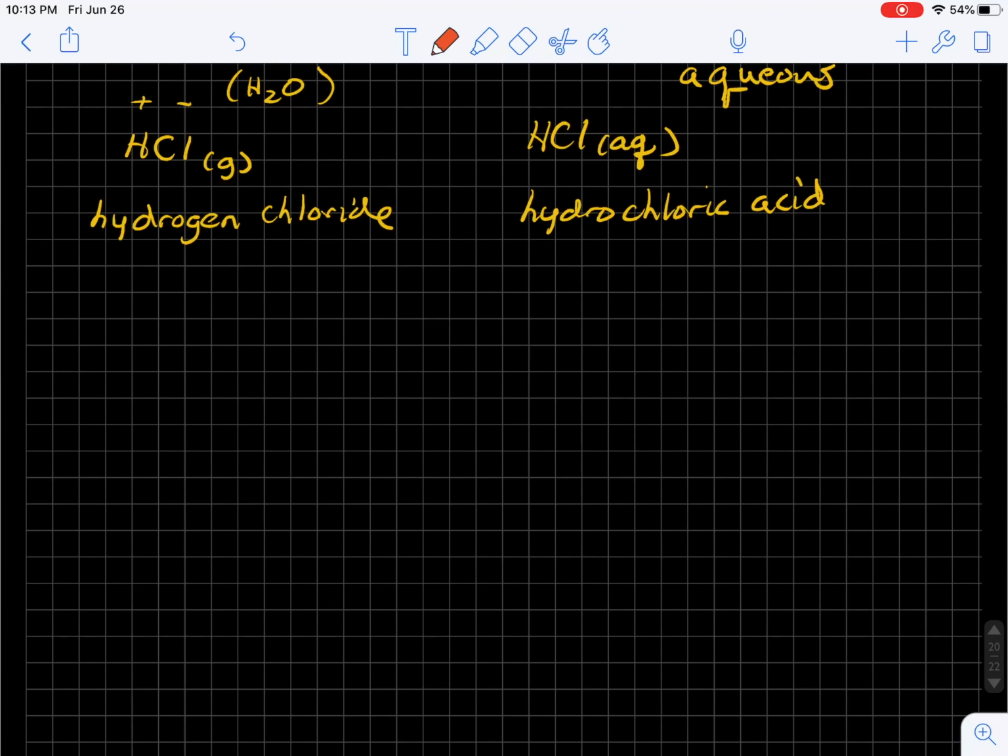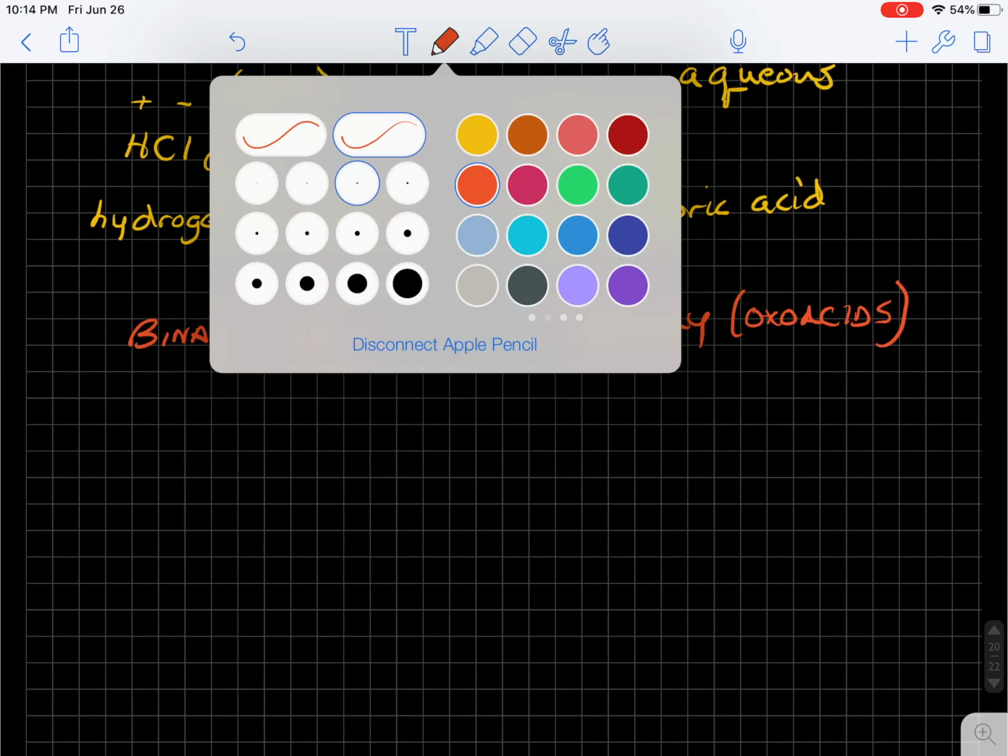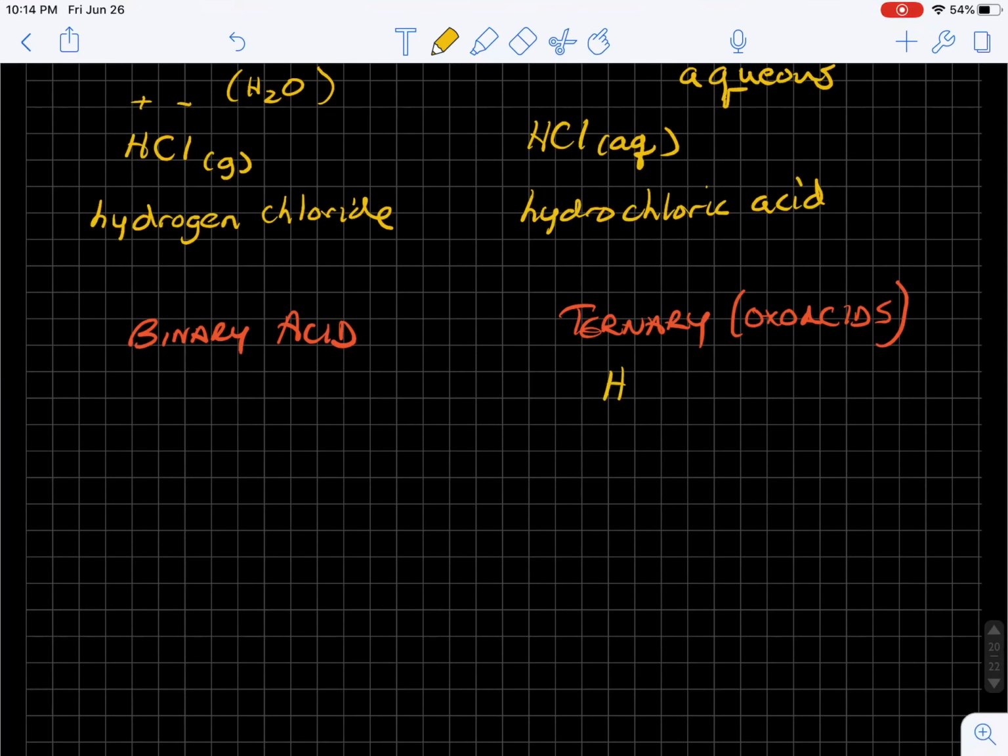All right, so the acid nomenclature, the acids we're going to do, there's two of them. Something we call a binary acid and something we call a ternary, but more commonly called oxoacids. All right, I'm going to start with ternary. Ternary comes from a material that has H+ combined with some sort of polyatomic ion. Now, there are a few exceptions to this. The polyatomic ion has to have oxygen in it, so I'm going to put oxygen in parentheses.